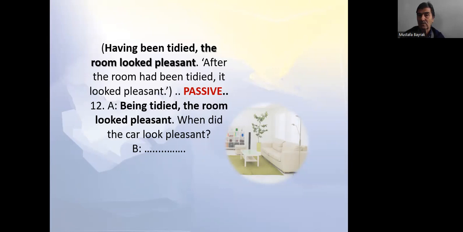Being tidied, or present participle, being tidied, the room looked pleasant. When did the car look pleasant? Being washed, the car looked pleasant. Or having been washed, the car looked pleasant. This is the passive voice. This is the passive structure. Yes, we will study it more and more. And just after this video, we will start for the first time the passive voice. Okay, the passive structures in English.